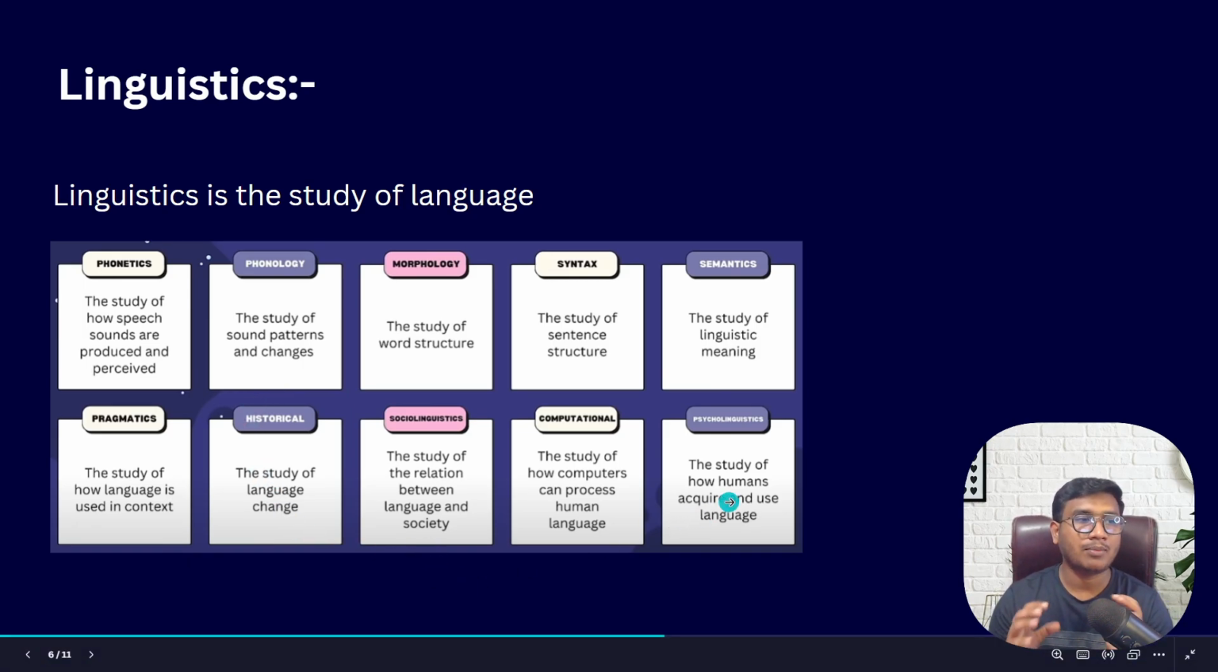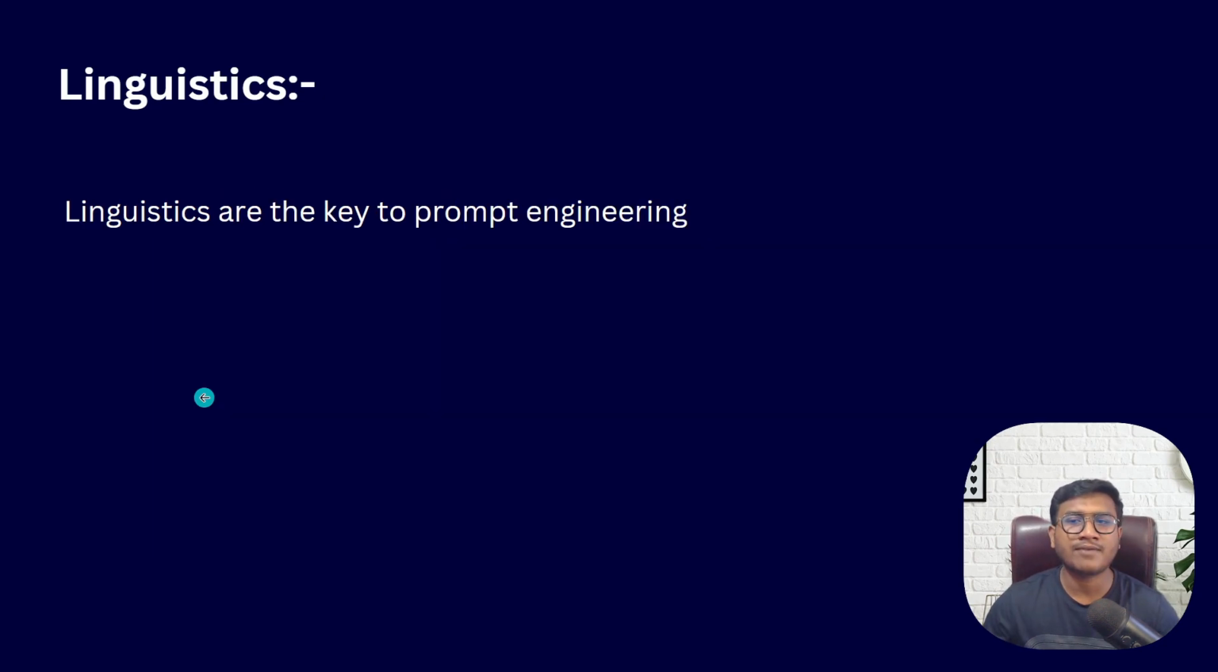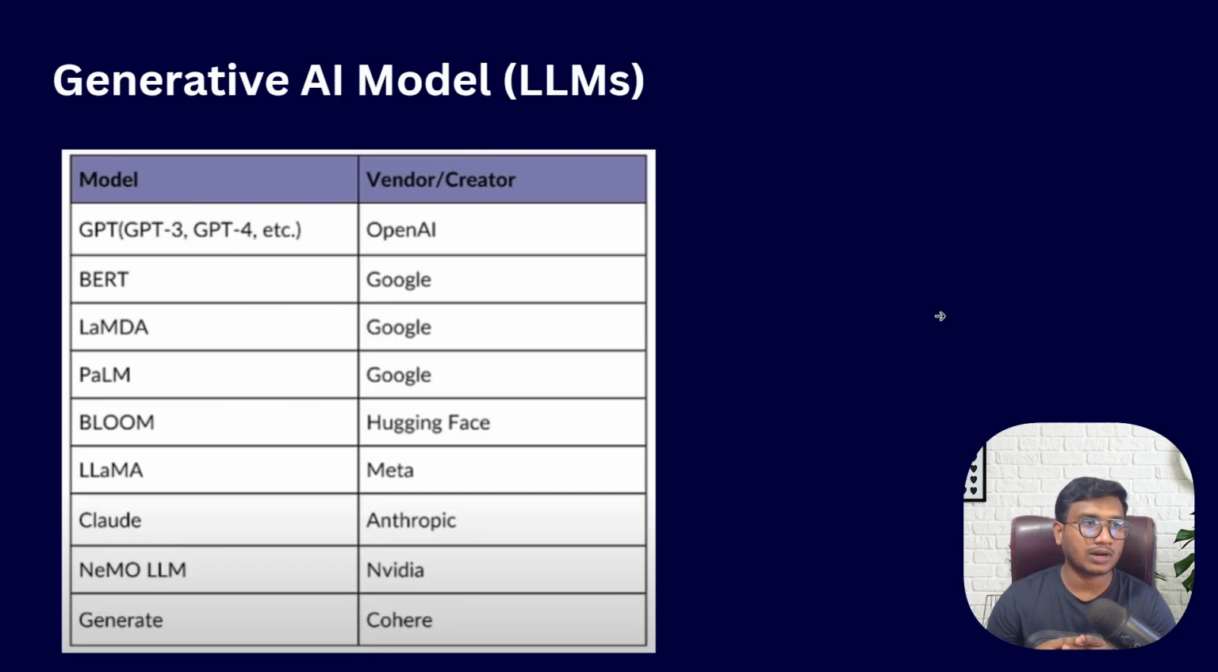If you have good knowledge of these kinds of linguistics, definitely you can design a very good prompt for the large language model. That's why I have written here, linguistics is the key to prompt engineering. That means if you have good knowledge about linguistics, you can design a good prompt for the large language model. Now we have already studied large language models, or generative AI models, right?